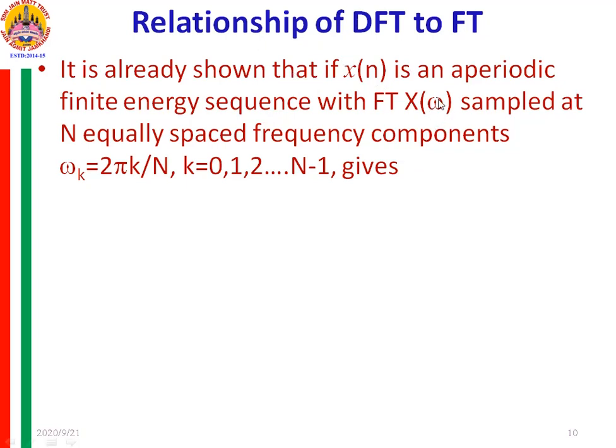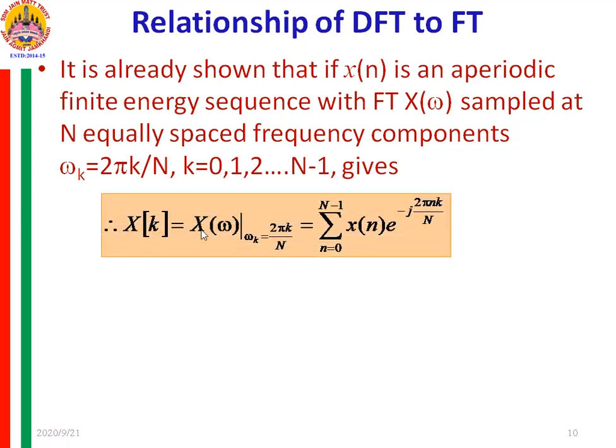Now this X omega is continuous in nature, so we sample it and we divide the duration 0 to 2 pi into N equally spaced points and obtain Xk from that by simply replacing this omega with omega k, where omega k is equal to 2 pi k by capital N. This is how we have derived the DFT equation from the Fourier transform equation. So Xk is equal to X omega by just replacing omega with omega k equal to 2 pi k by N.